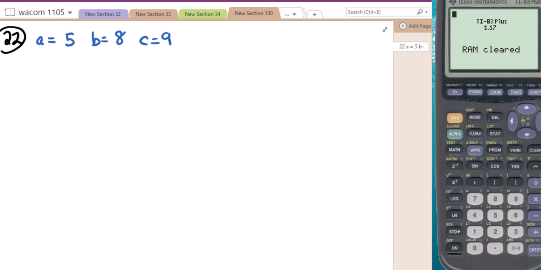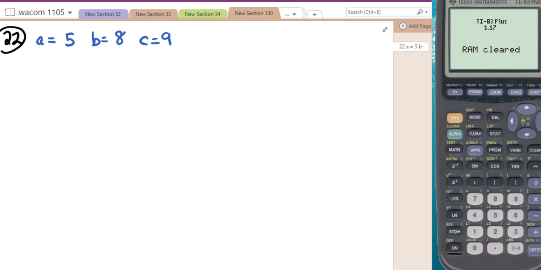So it says you have a triangle with sides A equals 5, B equals 8, and C equals 9. And we want to solve the triangle. It does say to not round until the final answer and then round to 1 decimal place.